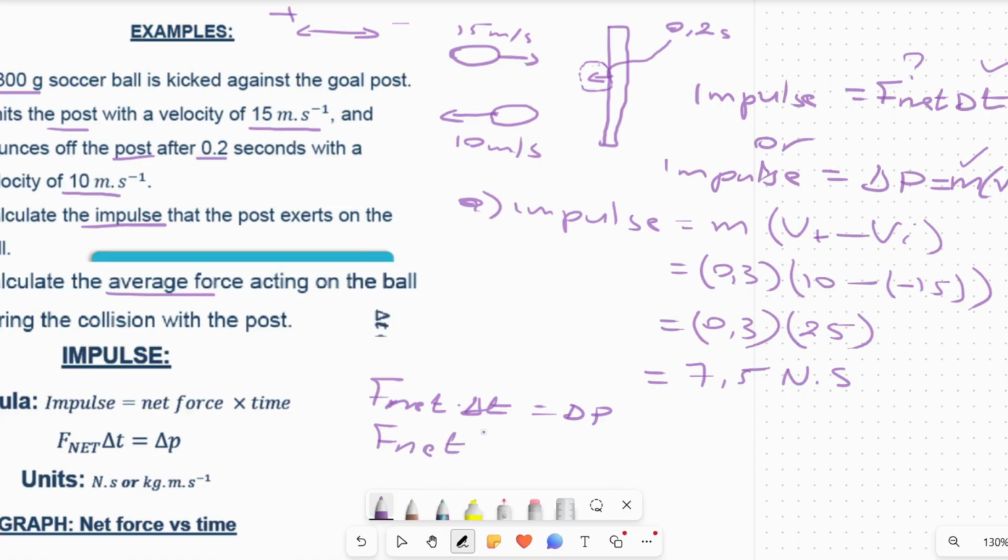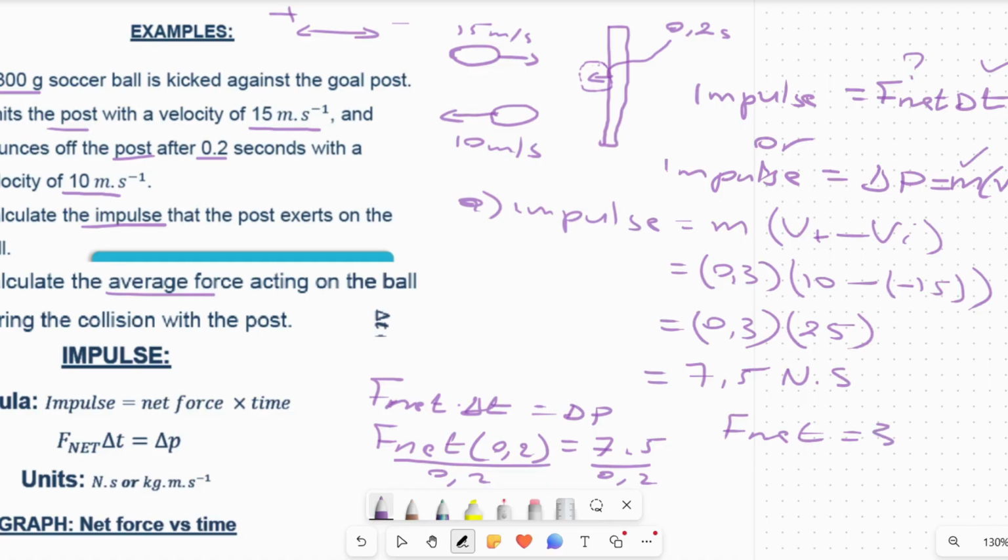Then what is the time? The time was 0.2. The change of momentum, remember this is a change of momentum, that's going to be 7.5. So this is going to be 7.5. So it means here I'm just going to divide by 0.2, divide by 0.2. So it means the net force is going to be 7.5 divided by 0.2. That's going to be 37.5.